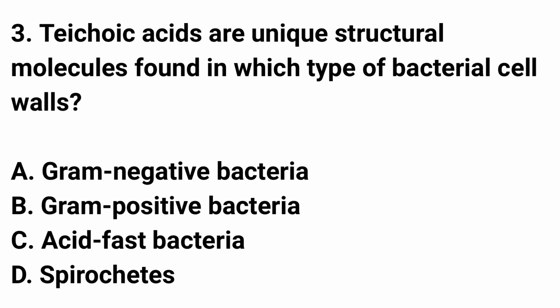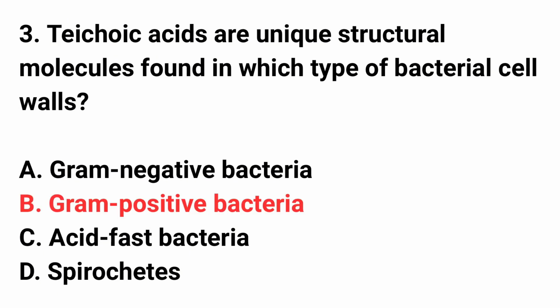Question number 3. Teichoic acids are unique structural molecules found in which type of bacterial cell walls? Gram-negative bacteria, gram-positive bacteria, acid-fast bacteria, spirochetes. The right answer is option B, gram-positive bacteria. Teichoic and lipoteichoic acids are found only in gram-positive bacteria and help with cell wall rigidity, antigenicity and adhesion.